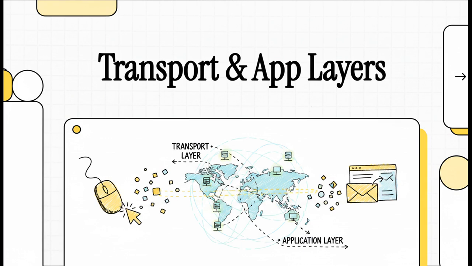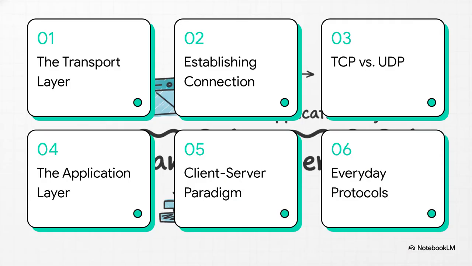We're exploring exactly how your data travels across the internet, focusing specifically on the foundational mechanics of the transport and application layers. Here's our roadmap for today's Explainer. We're taking a bottom-up journey. We'll start with the transport layer, see how connections are established, and compare TCP and UDP. Then, we're moving up to the application layer, checking out the client-server model. And finally, we'll wrap it all up with the everyday protocols that make things like email actually function.